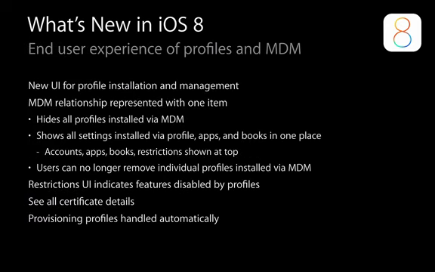Speaking of the device UI in settings, the iOS team has done a lot of work to dramatically improve the end-user experience to see the effects of an MDM enrollment and any configuration profiles. An MDM relationship is now represented with a single item that coalesces all of the profiles that are installed via that MDM channel, showing all the settings, apps, and books that have come down via that MDM relationship, with the most important things like accounts and apps and books and restrictions at the top. What this also means is that users can no longer cherry-pick and remove individual profiles that the MDM server has delivered to the device, because they're just not shown that way.